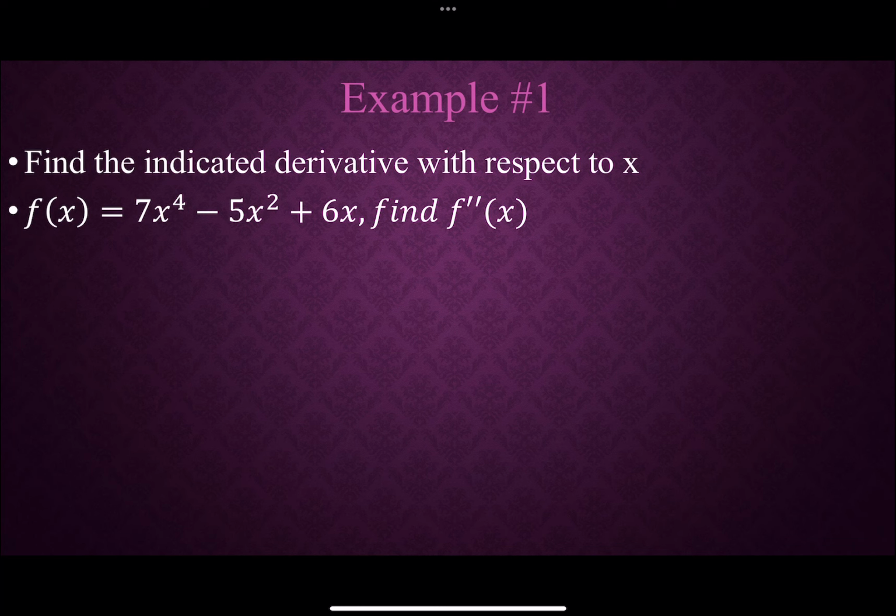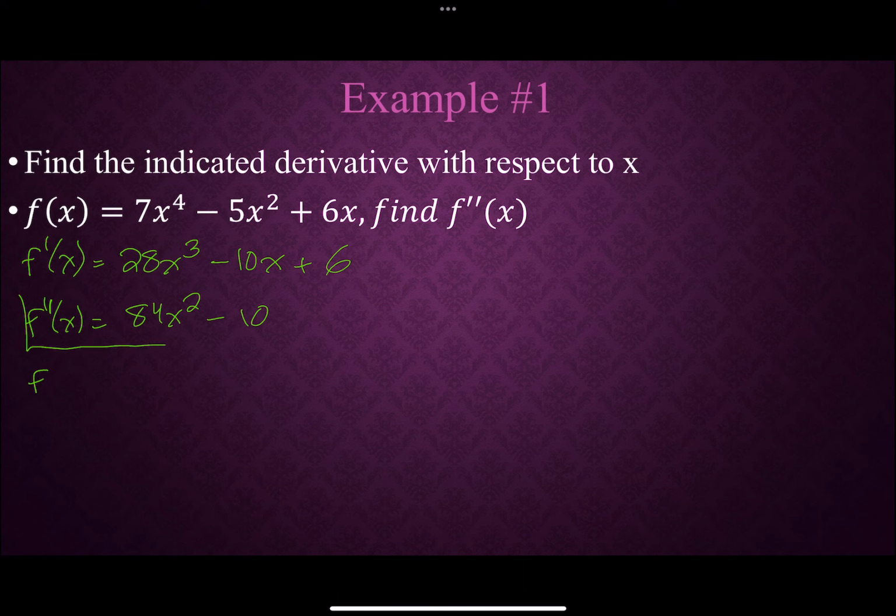Now, for the basic power rule situations, we're just doing the derivative multiple times. This can get a little tedious. You will notice after a certain point, if the exponents are positive integers, the expression will eventually disappear and go to 0. So for example, here, the first derivative would be 28x cubed minus 10x plus 6. Whereas the second derivative, now that 6 would disappear. We're going to get 84x squared minus 10. If you only want the second derivative, that would be our answer.